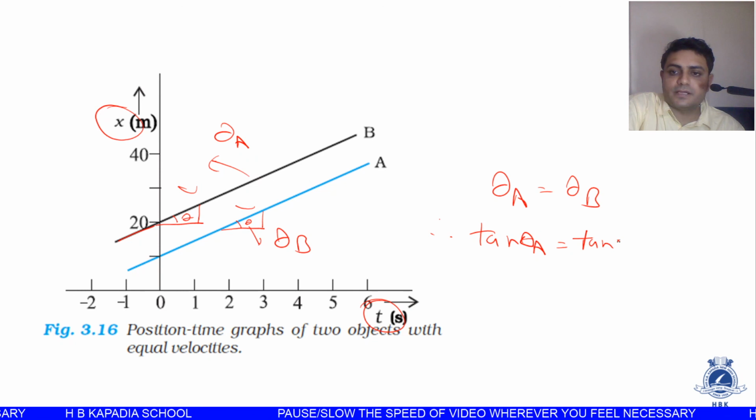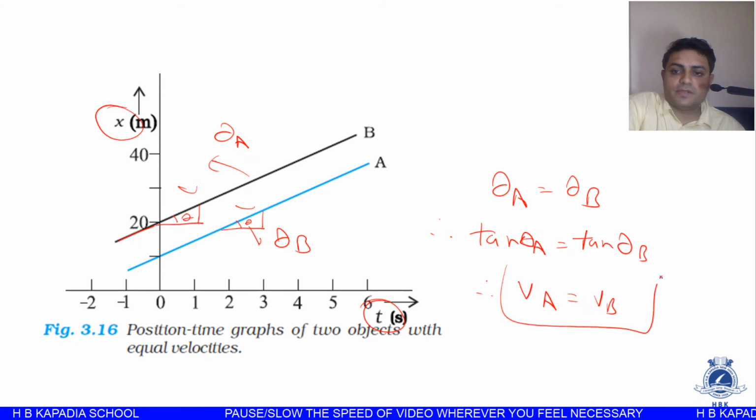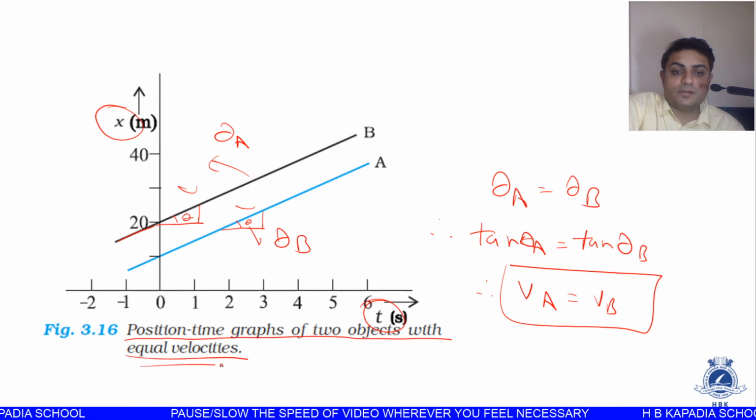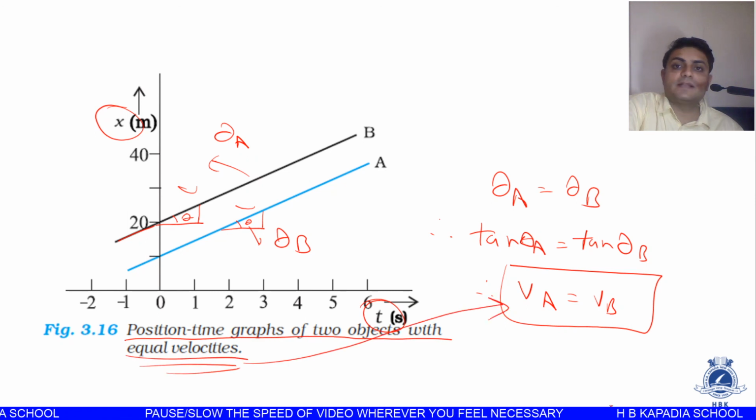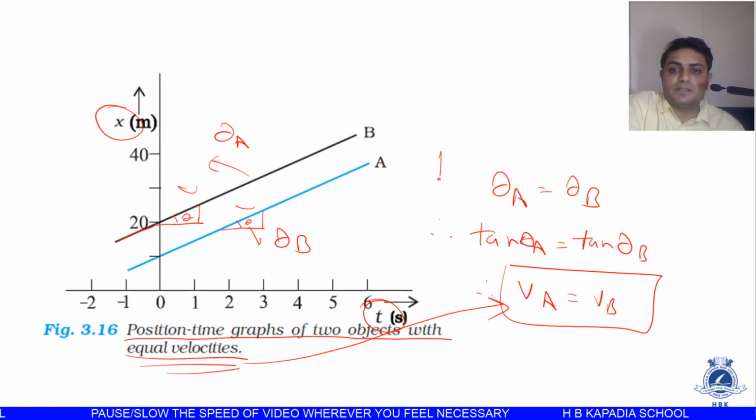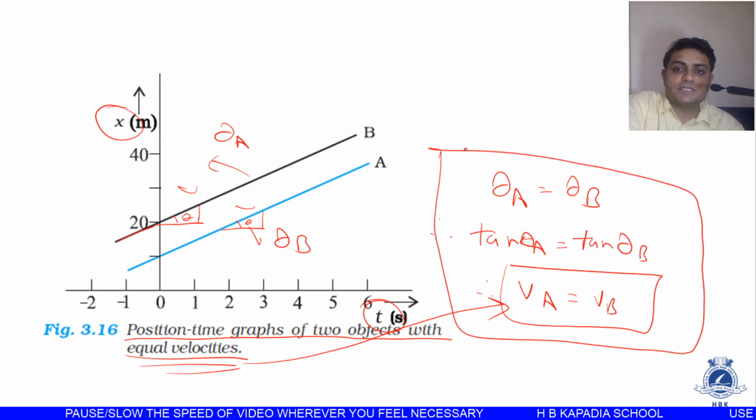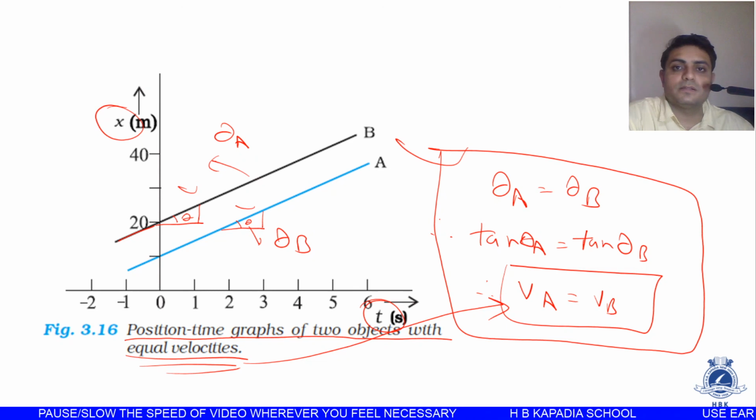Sorry, yes, tan theta B. So therefore we can say VA is equal to VB. So it is written over here, the position time graph of two objects with equal velocities. Why are the velocities equal? Because the angles are equal. These things are not written in NCERT. I will suggest you write down each and everything which I have written in this video.